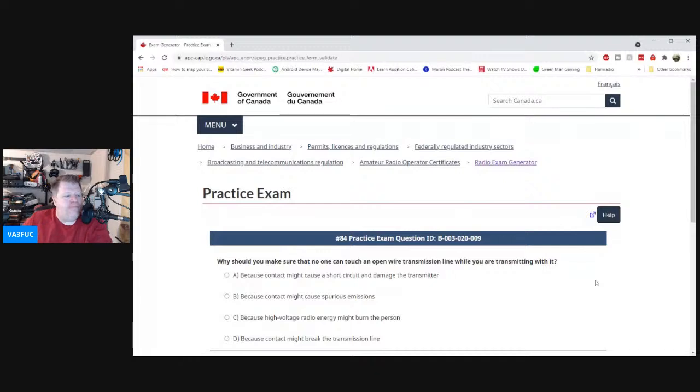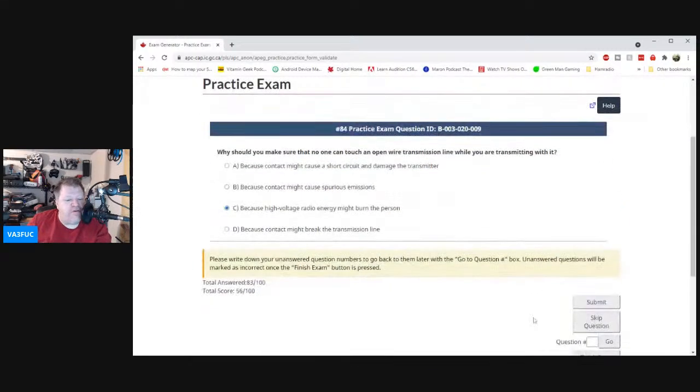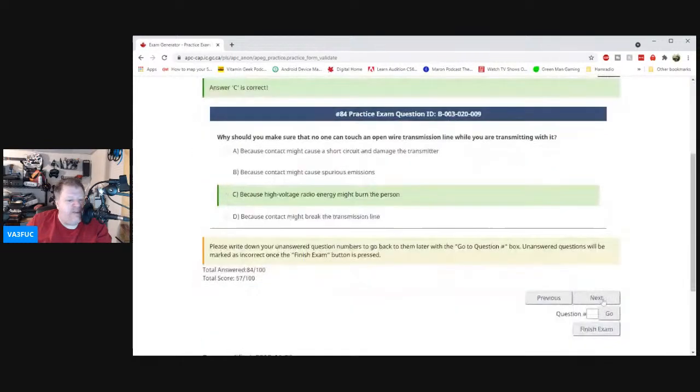Okay. 84. Why should you make sure that no one can touch an open wire transmission line when you're transmitting with it? Well, that's obvious. RF burns. But anyways, because the contact might cause a short circuit and damage the transmitter, because the contact might cause spurious emissions, because high voltage radio energy may burn the person. Right there, there's your answer. D. You cook the person. D is correct.